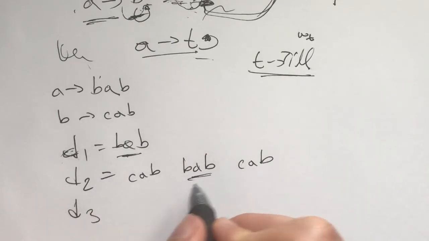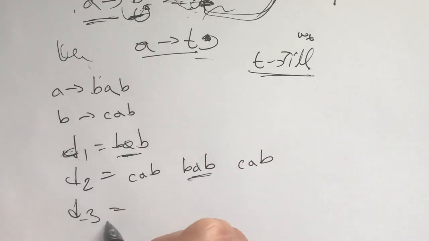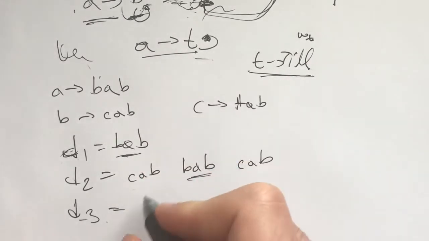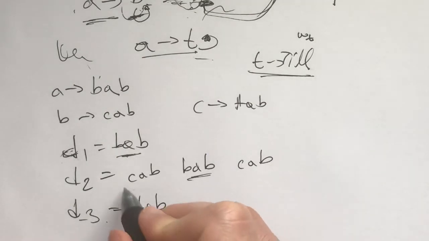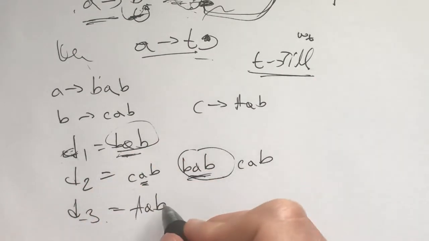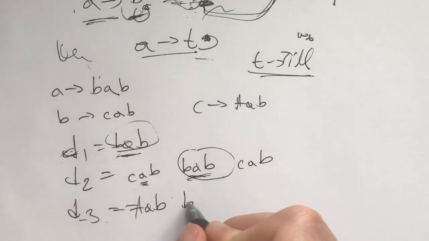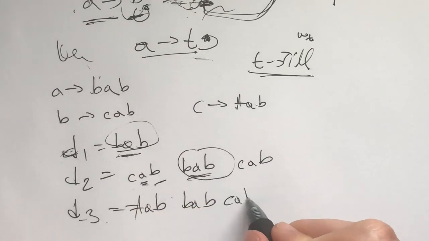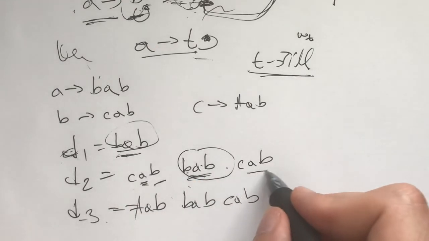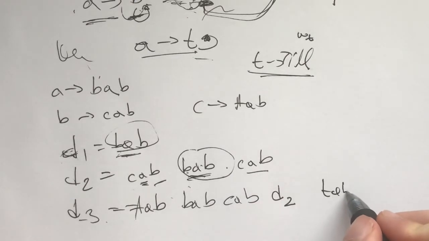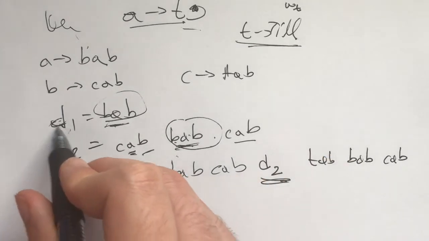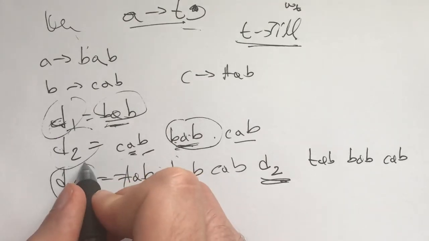Okay, like we have the word, document 3. Let's say C goes to tab. I'm good with these one-letter words. So we have tab, and then we have, oh wait a second, we have this word, Bab, so we'll have D2. So we'll have tab, and then Bab, and then Cab, and then we'll have D2 from Bab. We'll just get D2 now. And then we'll have Cab, we'll get tab, Bab, Cab. Okay, so D2 is in D3.